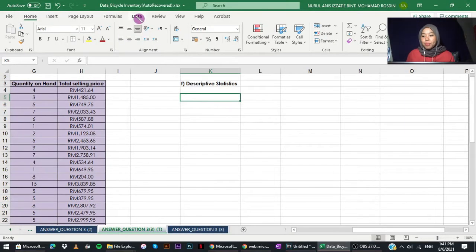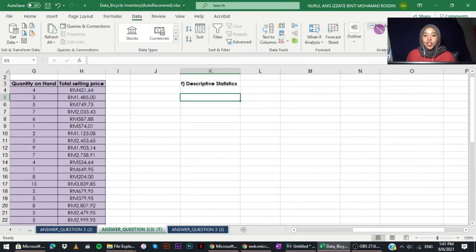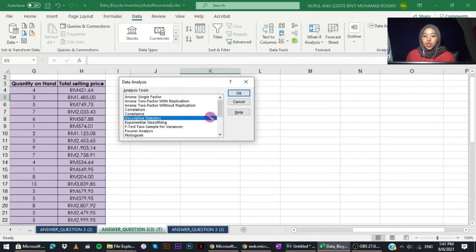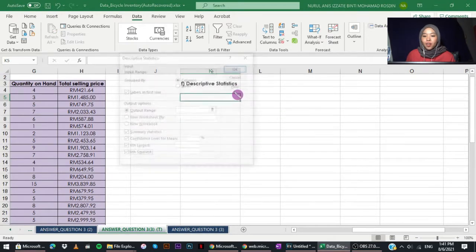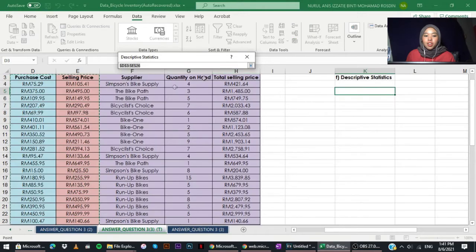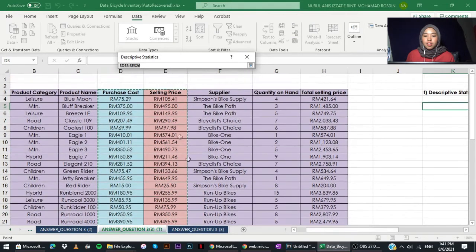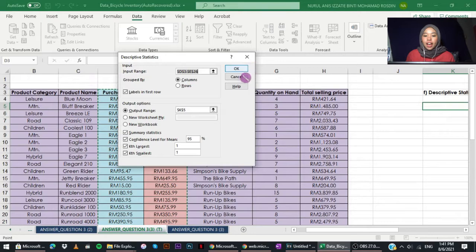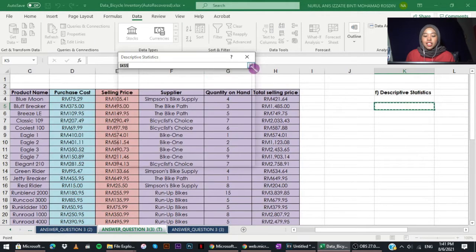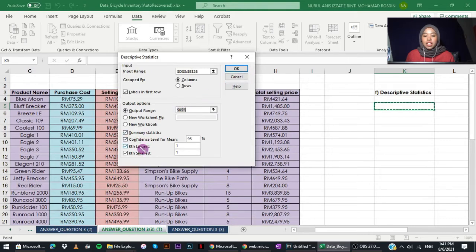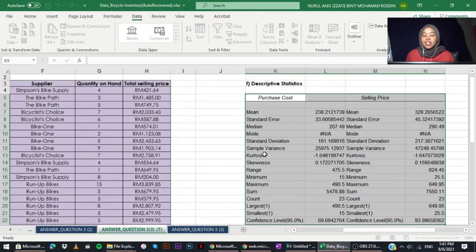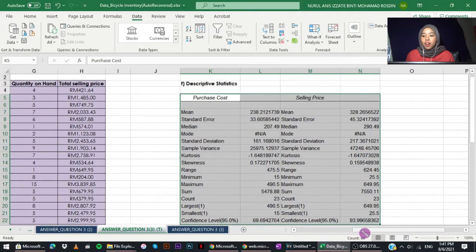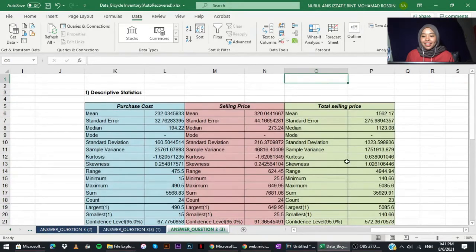Lastly, let's compute the descriptive statistic. So the first one is we go to the data analysis, and choose the descriptive statistic. Click OK. Select the input range, purchase cost and selling price. And then select label in first row, output range, we put here. And click the summary statistic, copy the level for mean, Kth largest, Kth smallest, and click OK. And there you go, we have the descriptive statistic for purchase cost and selling price. But not to forget to compute the total selling price as well. So it will look like this.